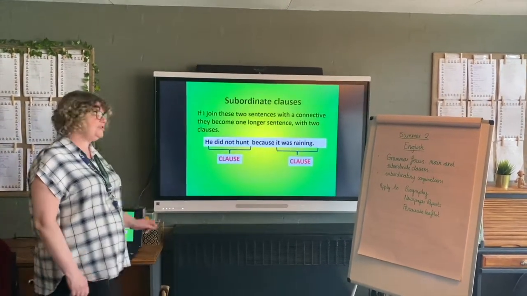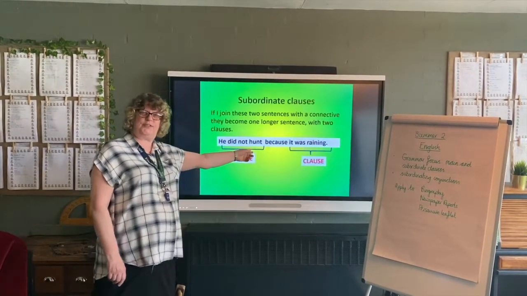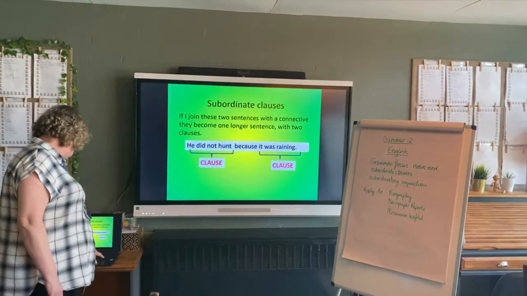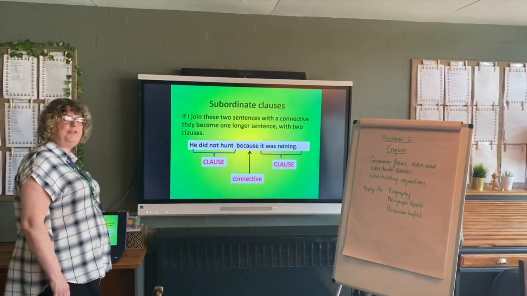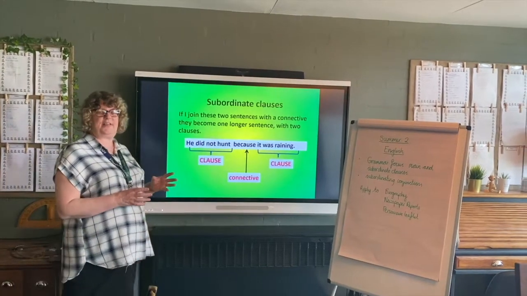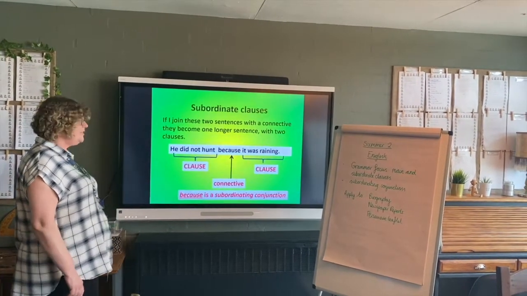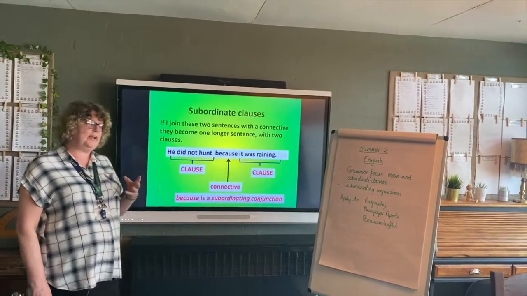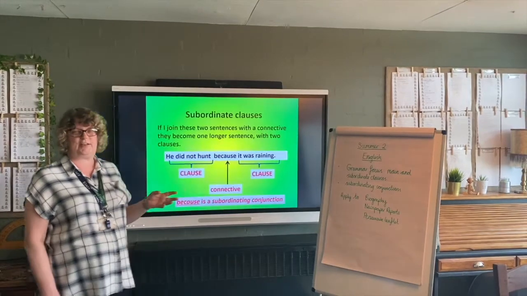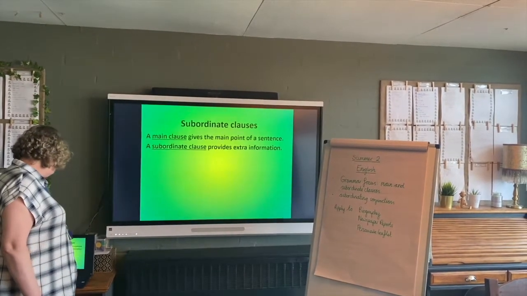Right, so it has two clauses. He did not hunt, it was raining. Remember those two sentences from earlier? The difference is now, there's a conjunction in the middle of it, because, and they are now linked together. Because is a subordinating conjunction, and we're also going to be looking at subordinating conjunctions in our grammar focus. So the children will be learning all about this.